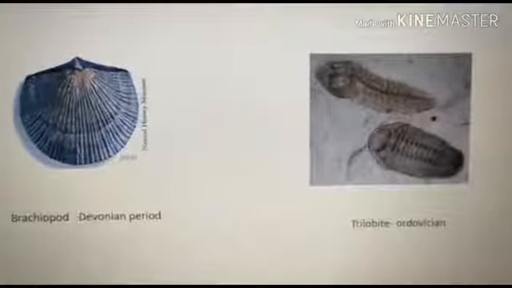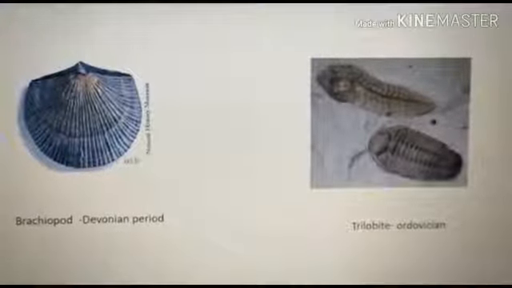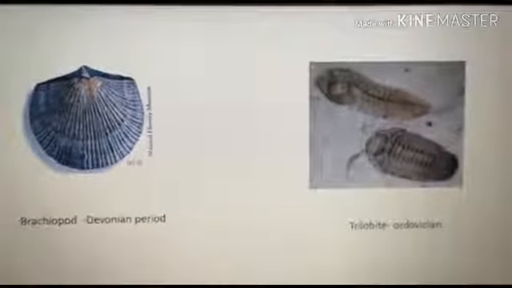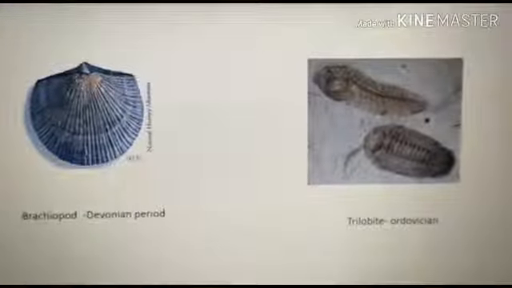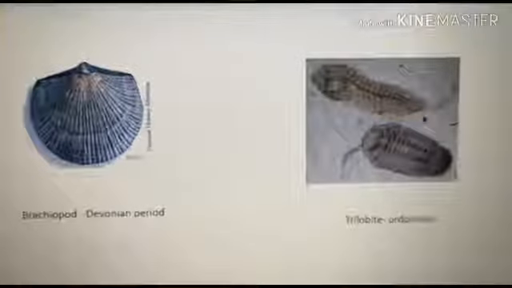So these are the different types of index fossils. Brachiopod. It is from the Devonian period. And it is trilobite. It is from the Ordovician period.